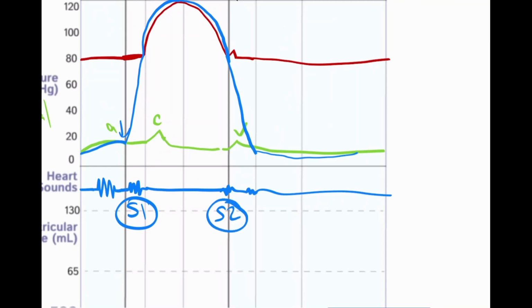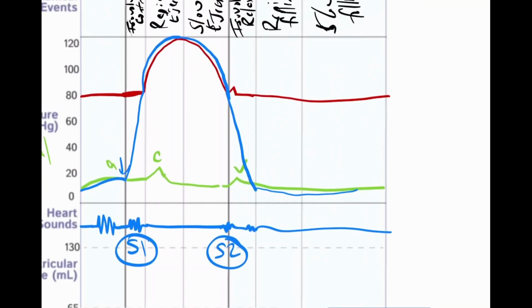Here's S2. In S2, work your way up. What valve is closing right there? Aortic valve closes. So your S2 sound is the aortic valve or pulmonic valve closing. This last little blip out there is S3, and this other one over here is S4. Those are abnormal heart sounds.